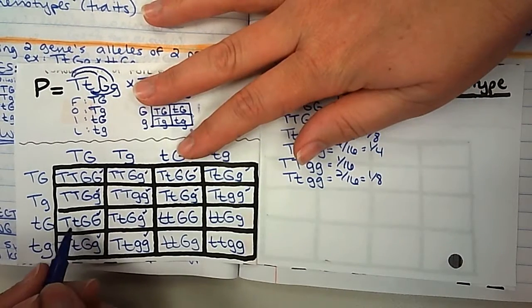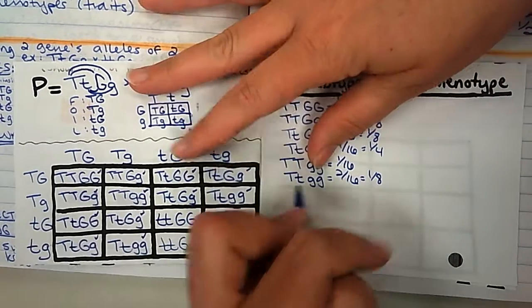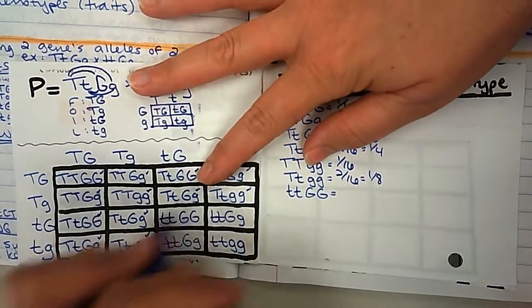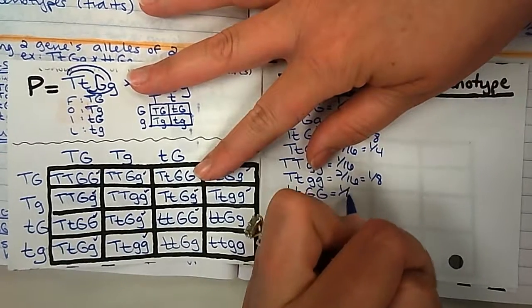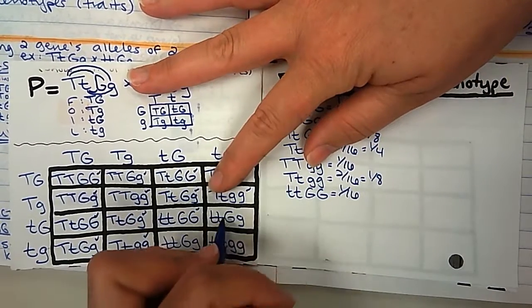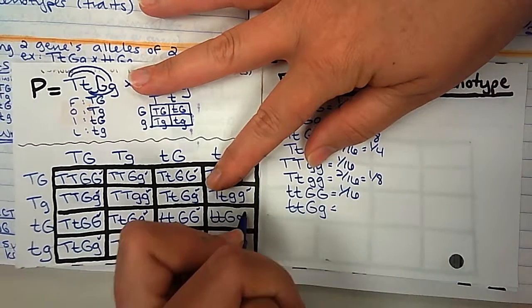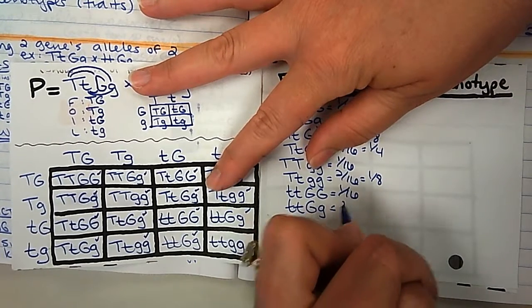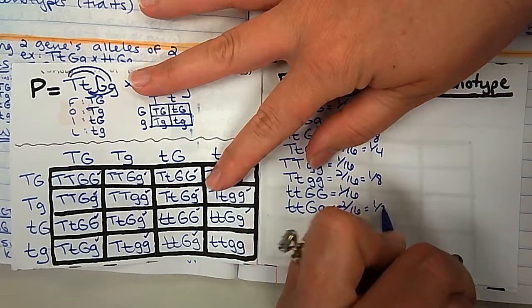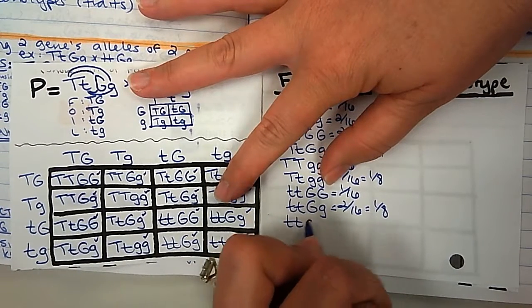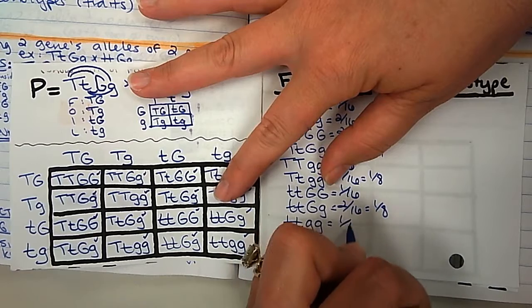Move to my next row. Counted that one already, counted that one already. Homozygous recessive, homozygous dominant. I have 1 of those. Then homozygous recessive, heterozygous. I have 2 of those. And then I've counted everything except this one, homozygous recessive for both, and that's 1 out of 16.